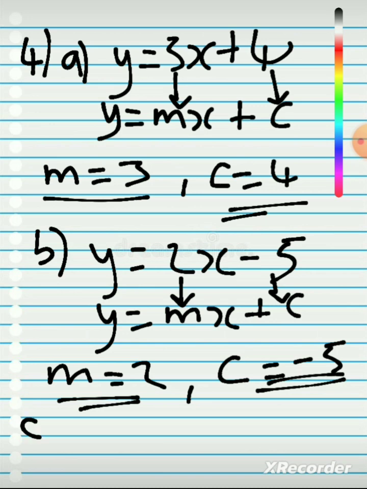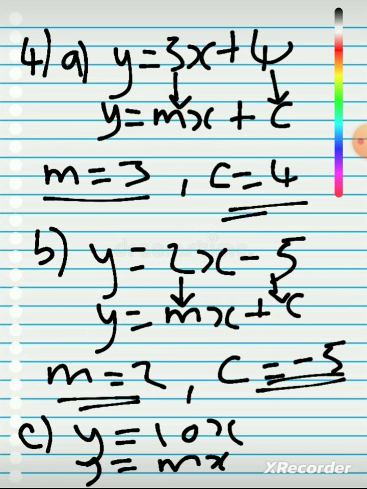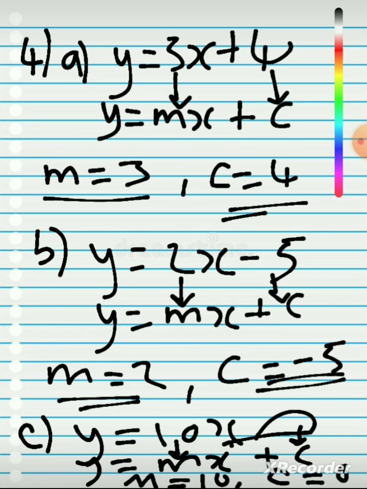If we go to question c, we can see that y is equal to 10x. Again, if we compare it to the equation of a straight line, mx plus c, we can see that 10 represents m, therefore m is 10. Then nothing represents c. There's nothing that represents c here, therefore c is 0. If there's nothing, it means it's 0.